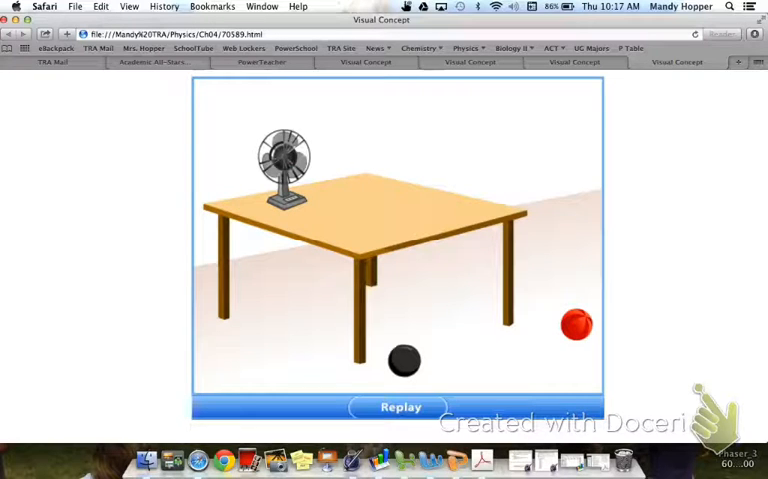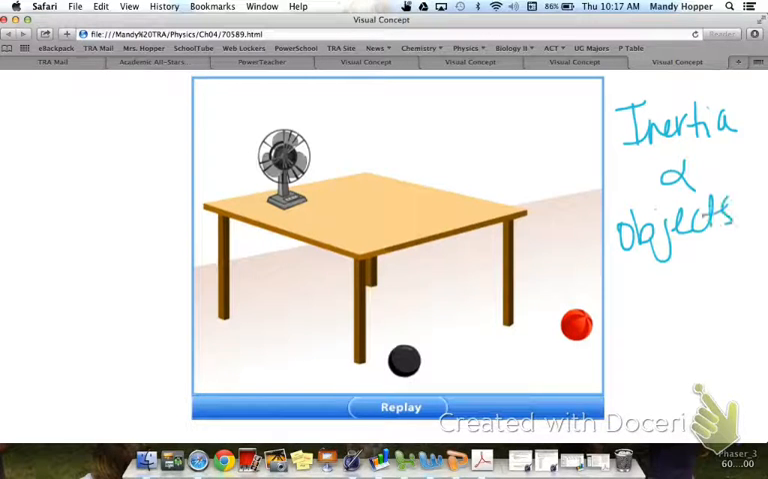Okay, pretty simple there. What's inertia proportional to? Mass. So inertia is proportional to an object's mass. If it's proportional, the higher the mass, the higher the inertia. The lower the mass, the lower the inertia. The two are proportional.